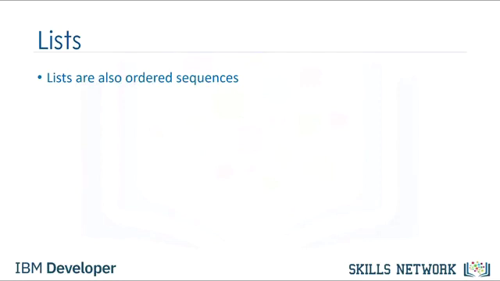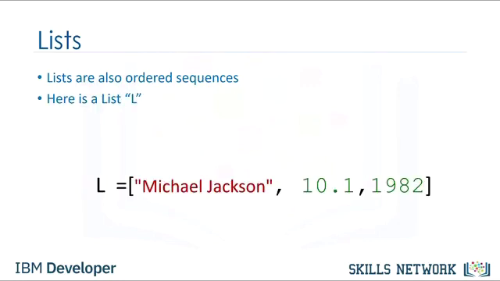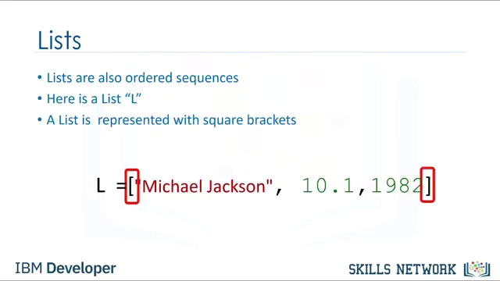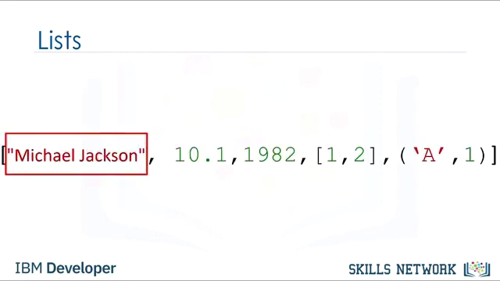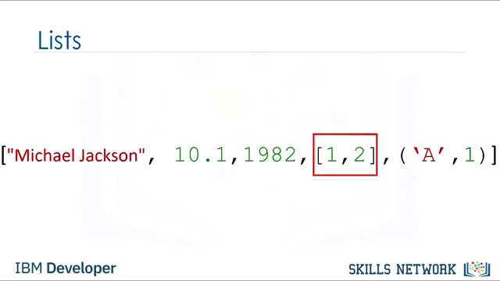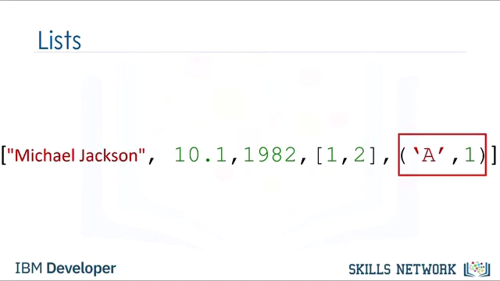Lists are also an ordered sequence. Here is a list L. A list is represented with square brackets. In many respects, lists are like tuples. One key difference is they are mutable. Lists can contain strings, floats, integers. We can nest other lists. We also nest tuples and other data structures. The same indexing conventions apply for nesting.